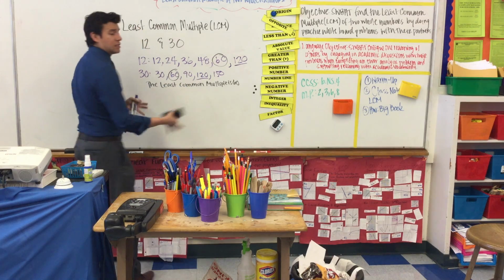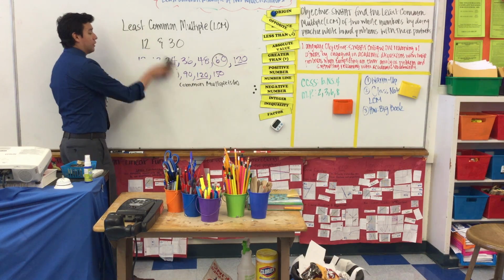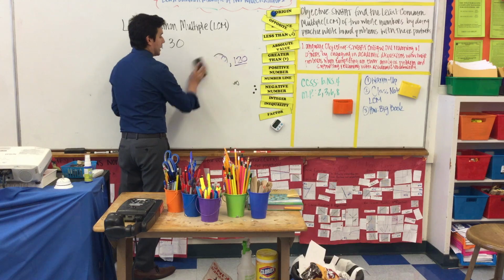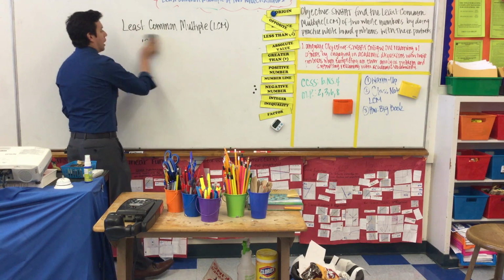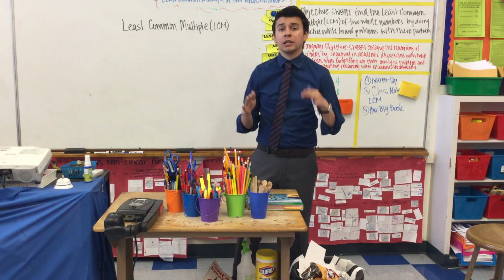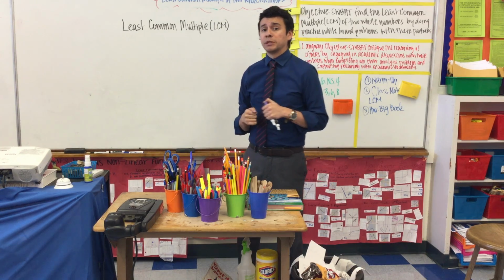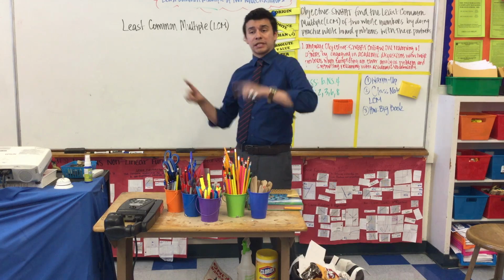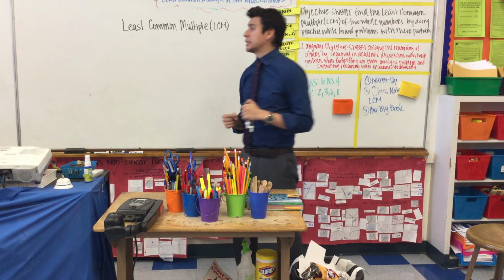Now, this is pretty easy. This is the listing method. There's another way you could solve this problem, and yes, you guessed it: the upside down cake method or the ladder method, whatever you want to call it. You could look for the least common multiple between them. Let's go over the same examples we just went through, but using this method.